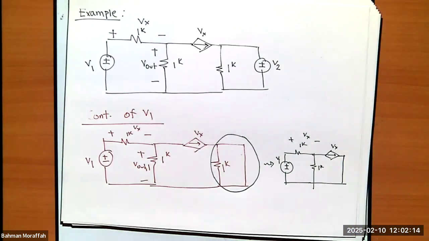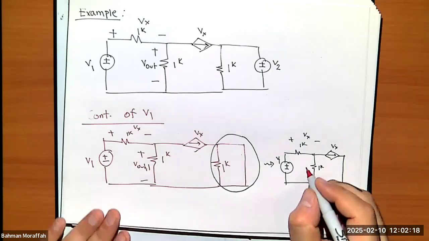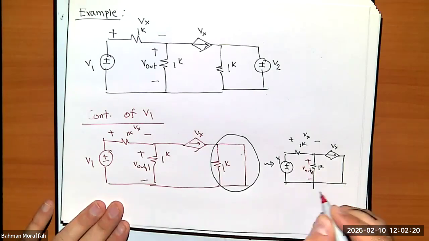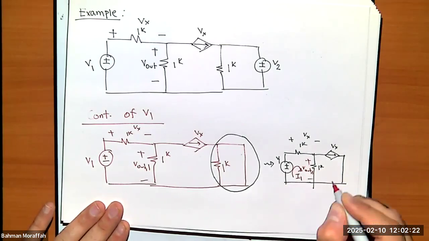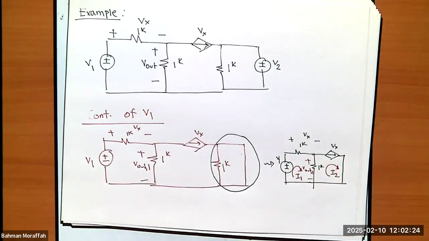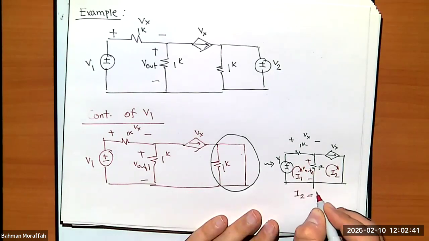Let's do loop analysis, right? I can do whatever method I want to find this V out. I'm going to write loop analysis. Let's just call it I1 and I2. What I claim is that I know exactly what I2 is. What is I2? It's Vx, right? I know exactly what it is. That's a current source. So I know I2 is Vx.